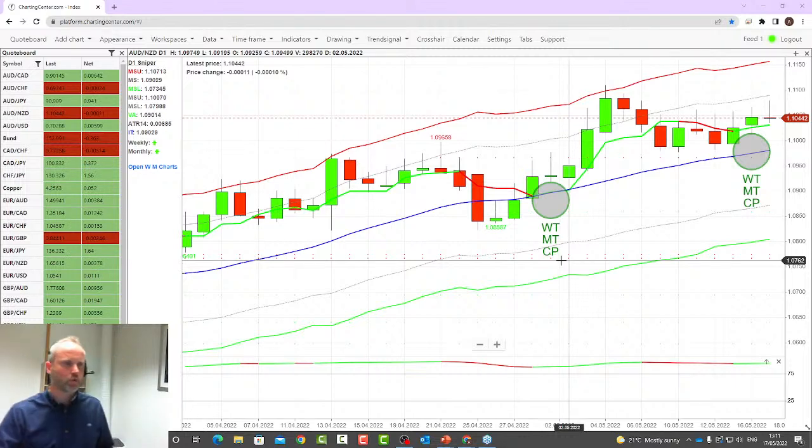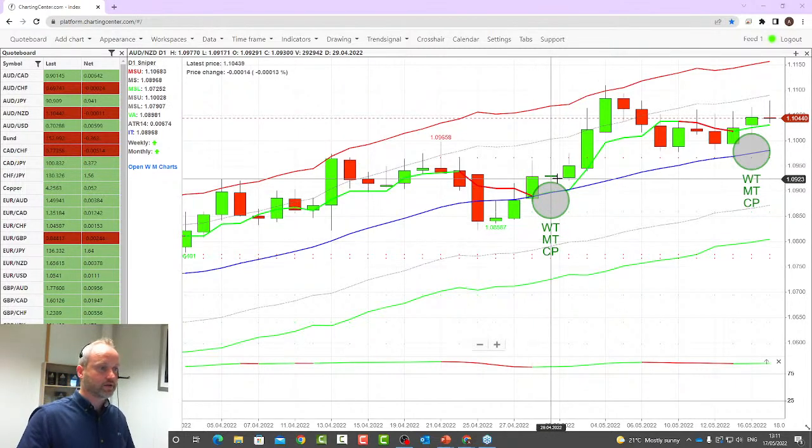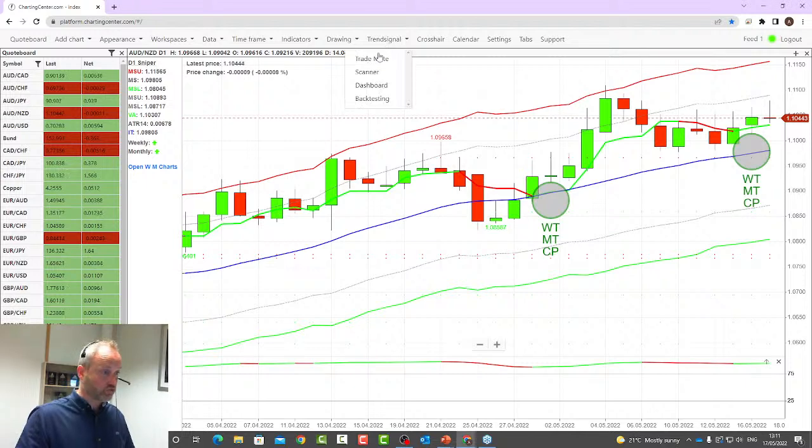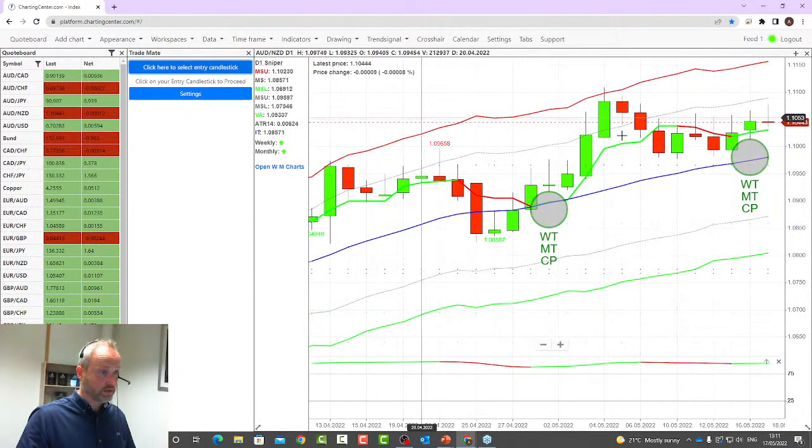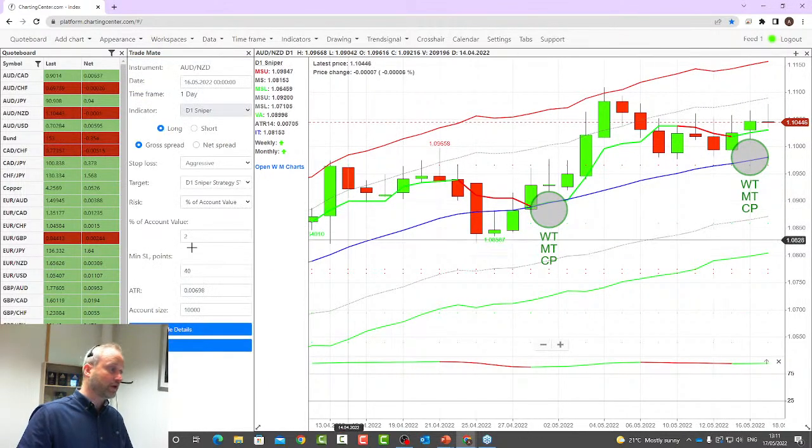Again, everybody, quick yes or no. Is this making sense here? So in terms of this opportunity, how would I be looking to manage that trade? Again, I can bring in TradeMate. So this opportunity that was identified last night.